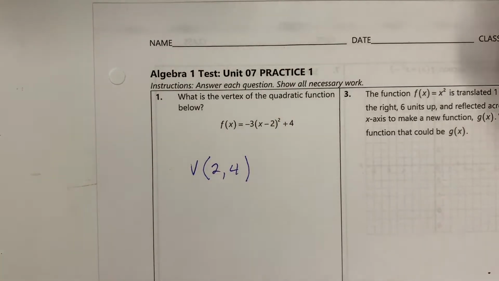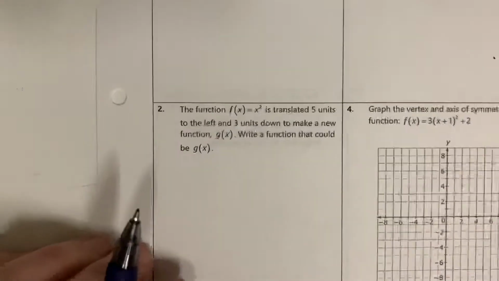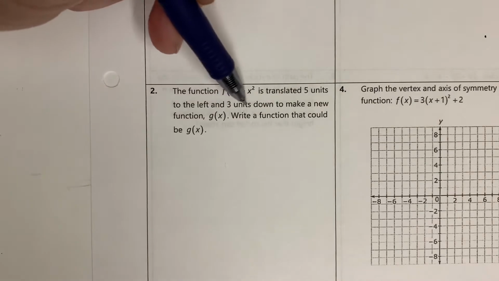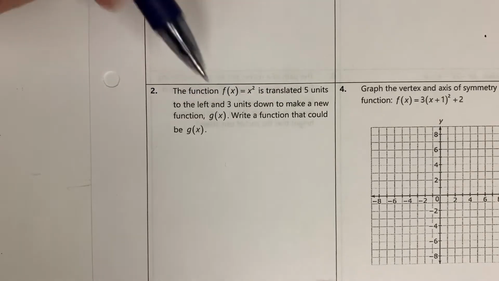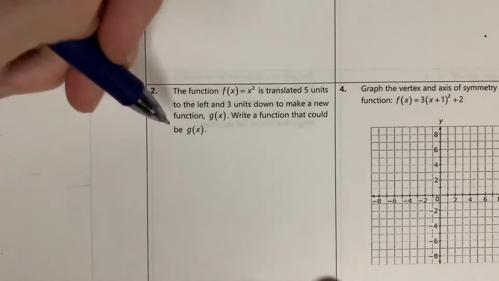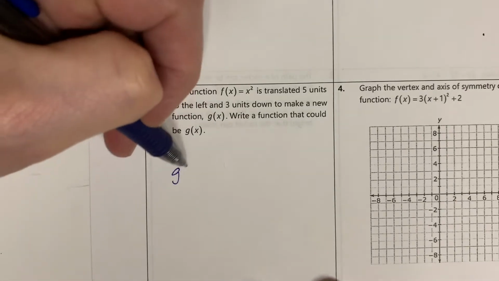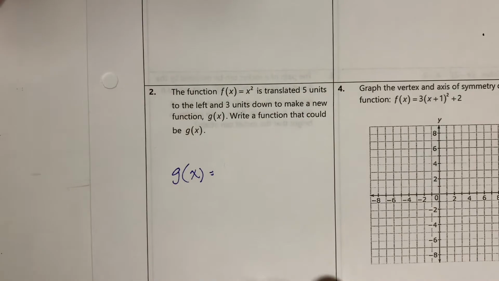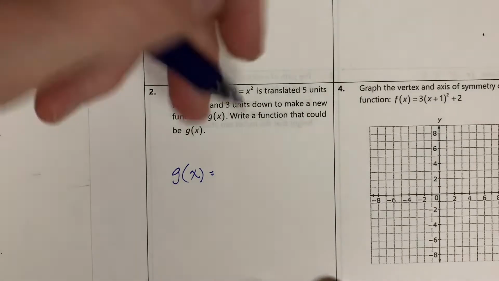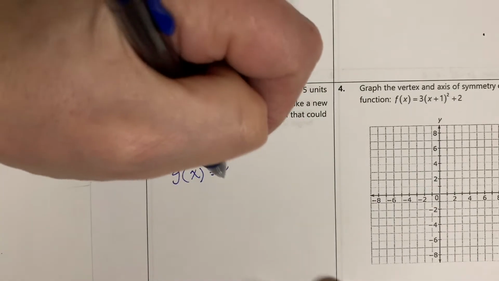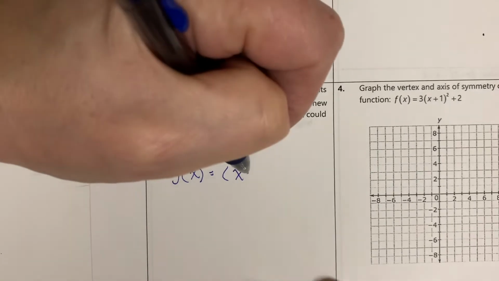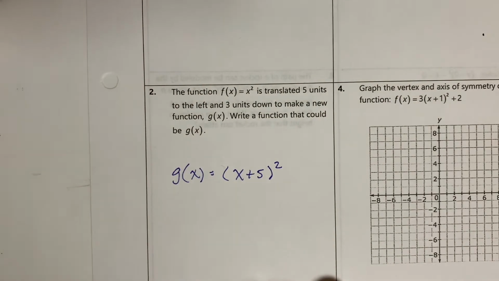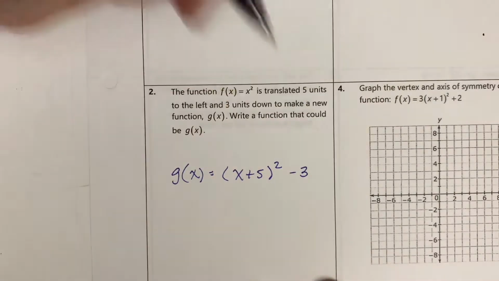That is it. Problem number 2, the function f of x is equal to x squared is translated 5 units to the left and 3 units down to make a new function g of x. Write a function that could be g of x. So we're going to say g of x is equal to, now if we go 5 units to the left, that is going to be added to the x in the parentheses. So x plus 5 squared. And then if you want to go 3 units down, just put a -3 at the end, and then that is it.